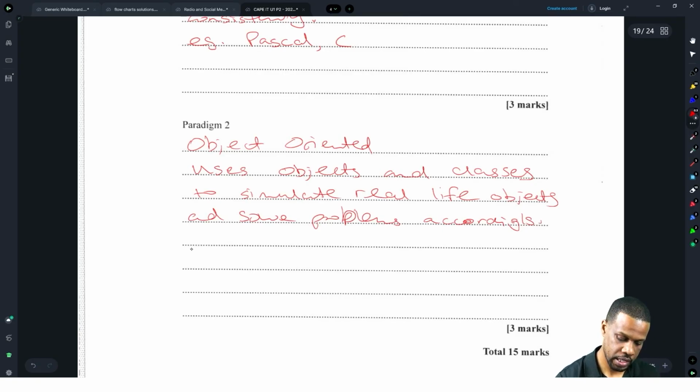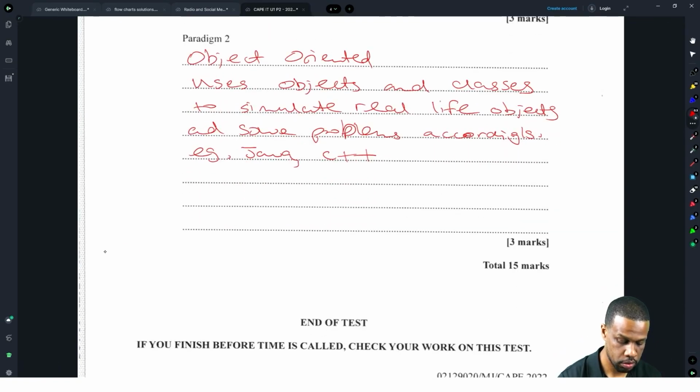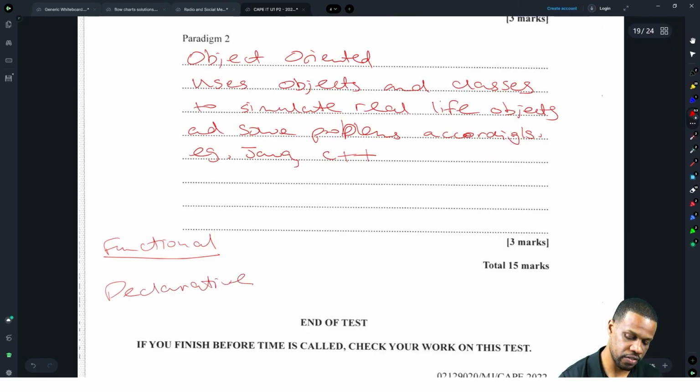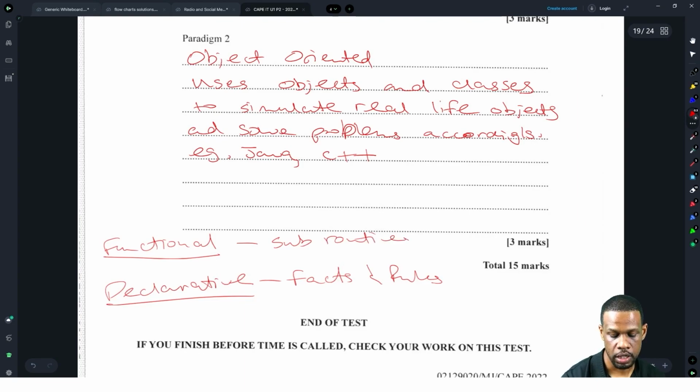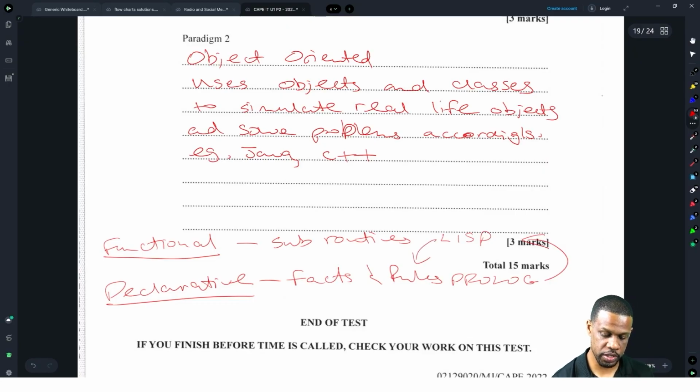Example, Java or C++. From there, your next two are functional and declarative. Functional basically breaks it down into smaller pieces, sub-routines. Declarative is based on facts and rules. Functional could be almost anything, but on the syllabus I think they have Lisp and Prolog. Wait, I think it's Prolog and Lisp. So Lisp is declarative, Prolog is functional, one of the two, I can't remember exactly.